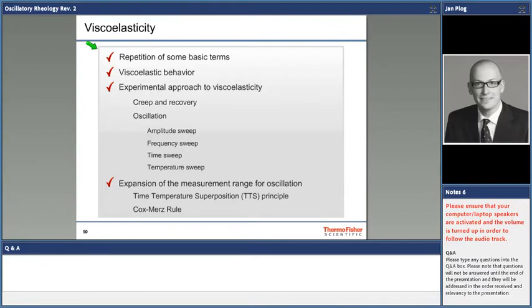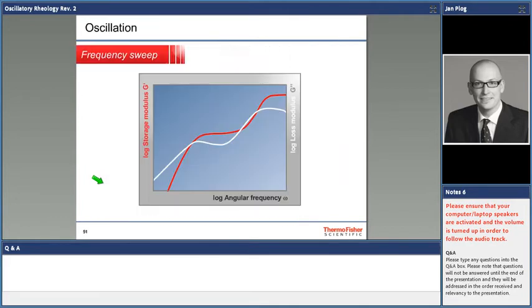Now, one important part about oscillation is also that you have the chance to expand the measuring regime. Again, let's take polymers as an example because it's the largest market for oscillation.